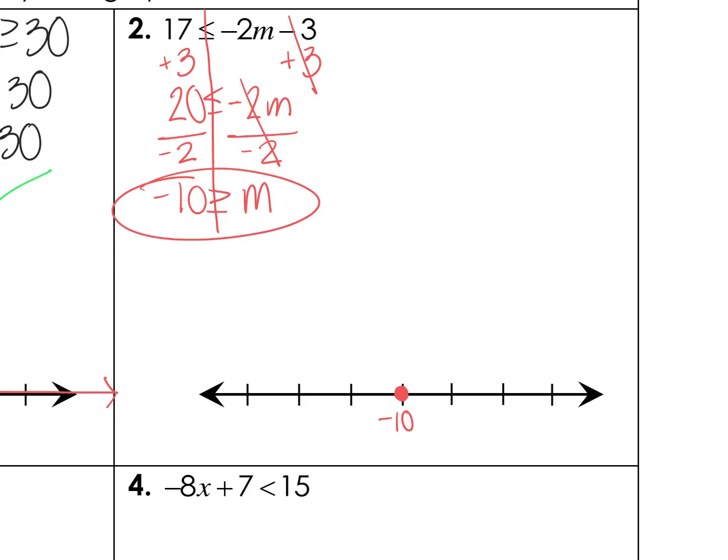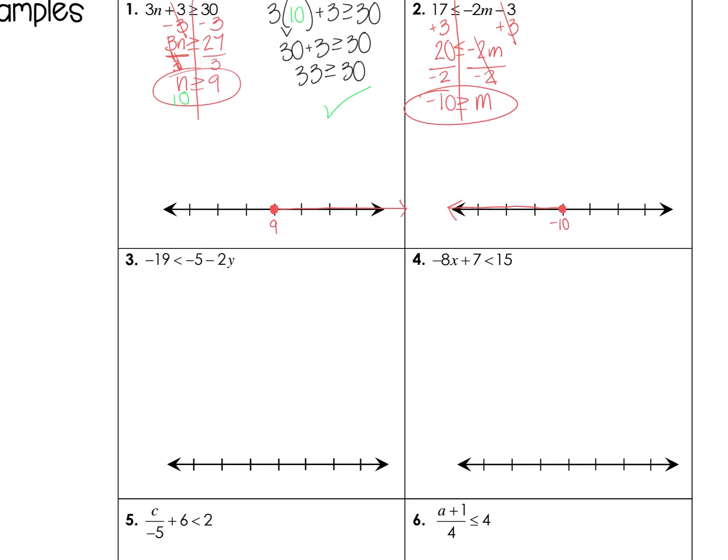Okay. Now, if we look here, if I read from the side that my variable is on, it is telling us that m is less than or equal to negative 10. So m is going to be smaller than negative 10. If the open part is facing towards the m, then we're greater, we're going this way. But because the closed part is facing m, we're saying m is smaller, so I'm going to go in the direction that my numbers will be smaller, which is to the left. Okay?